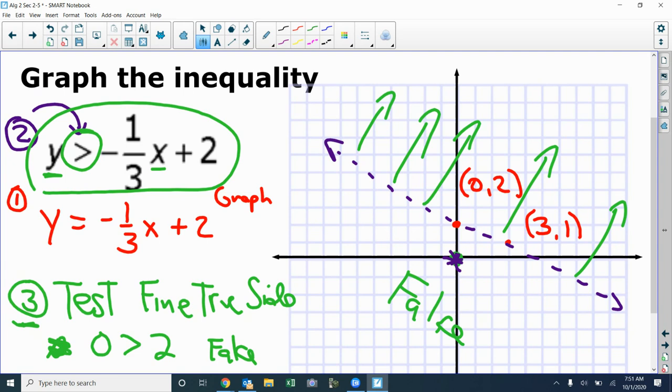Question? I forget, how do you tell if it's dotted? If it has just a greater than or less than, it's dotted. If it's greater than or equal to, then it's solid. Okay, greater than. Yeah, if you have the equal sign in, it'd be solid.